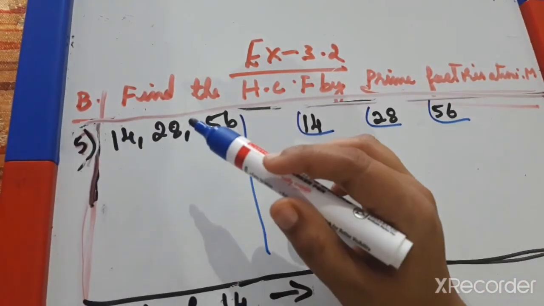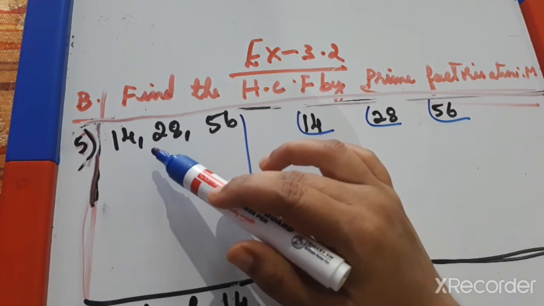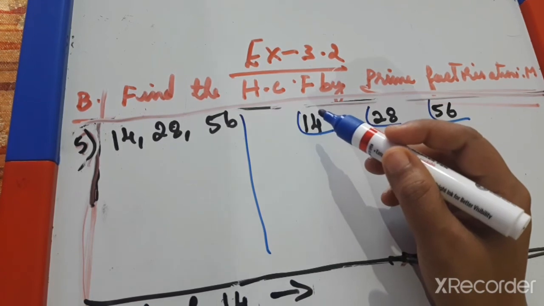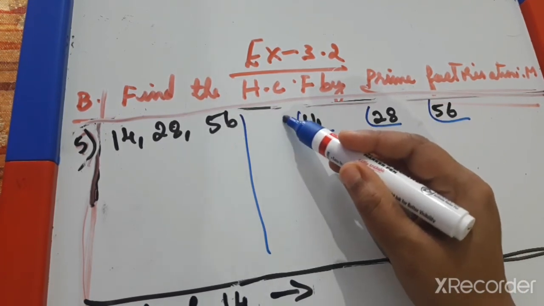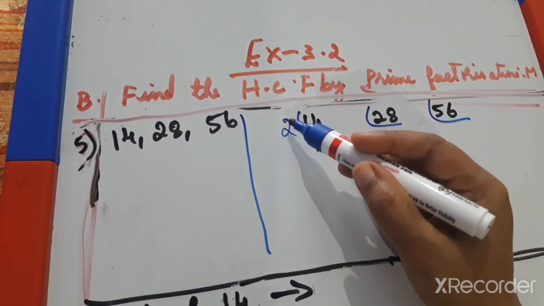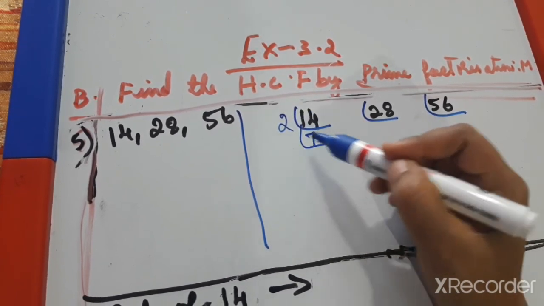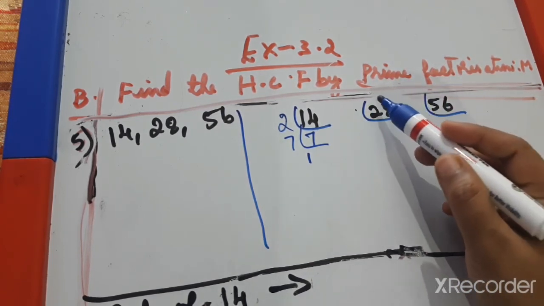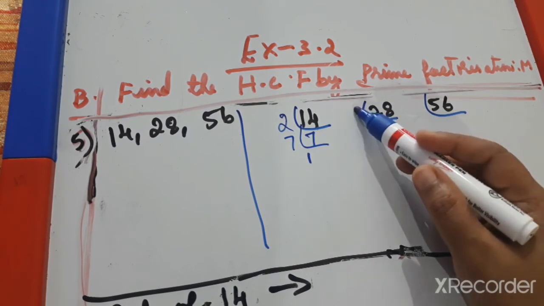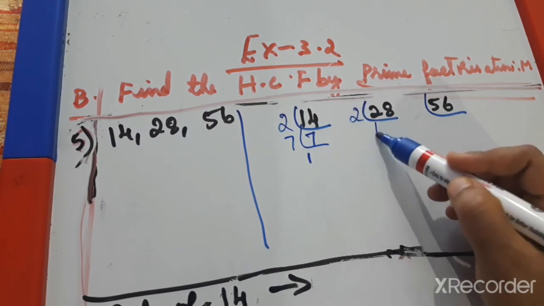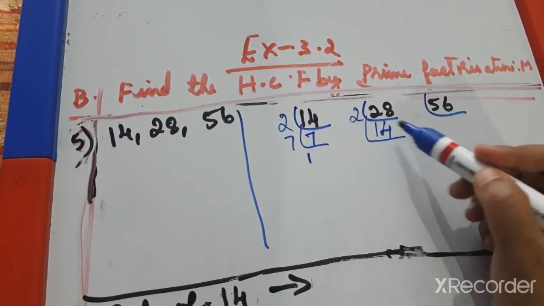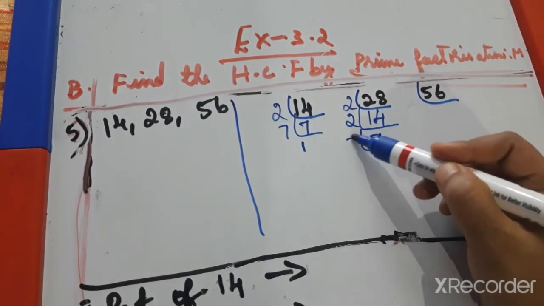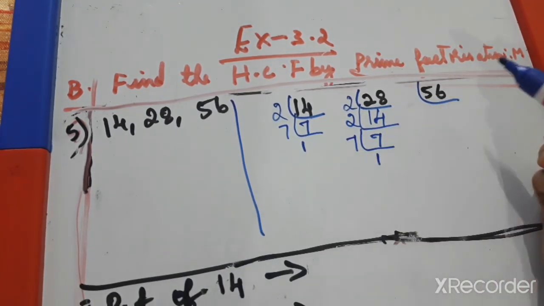Now the next question, the fifth one. Find the HCF by the prime factorization method: 14, 28, 56. 14 you divide with a table, but the outside number should be a prime number. 2 7s are 14, or here we can take 7 also because 7 is a prime number, and 7 ones are 7. And 28: 14 also we could divide, but 14 is not a prime number, so we divide with 2. 2 ones are 2, 2 4s are 8. And 14 we divide with 2 or 7: 2 7s are 14. Then 7 with 7, so 7 ones are 7.